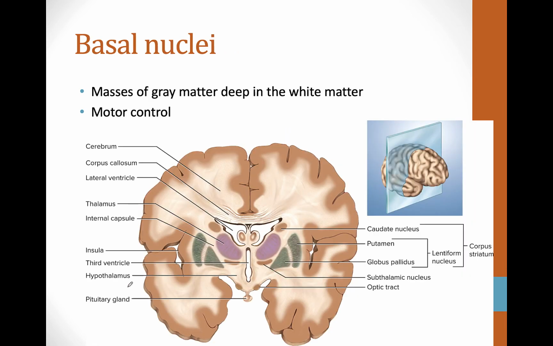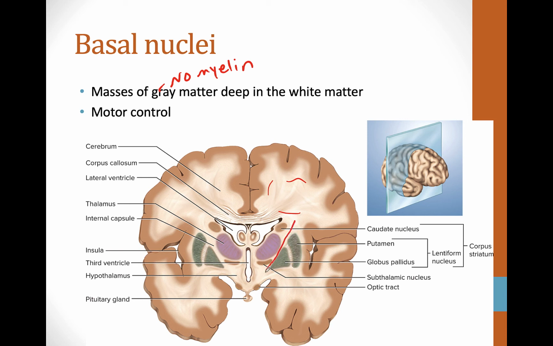The basal nuclei are masses of gray matter, so again, gray meaning no myelin. These are going to be involved in integration. These are very deep, so you can see this is all the white matter. These are very deep inside the brain, and they're lateral to the thalamus.